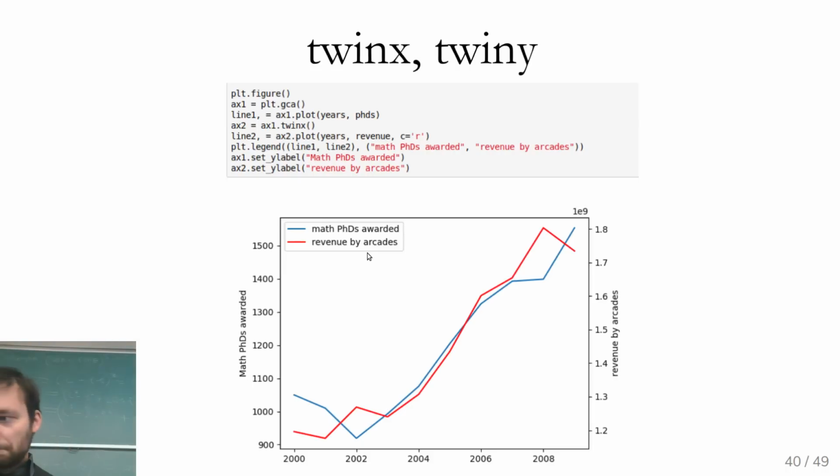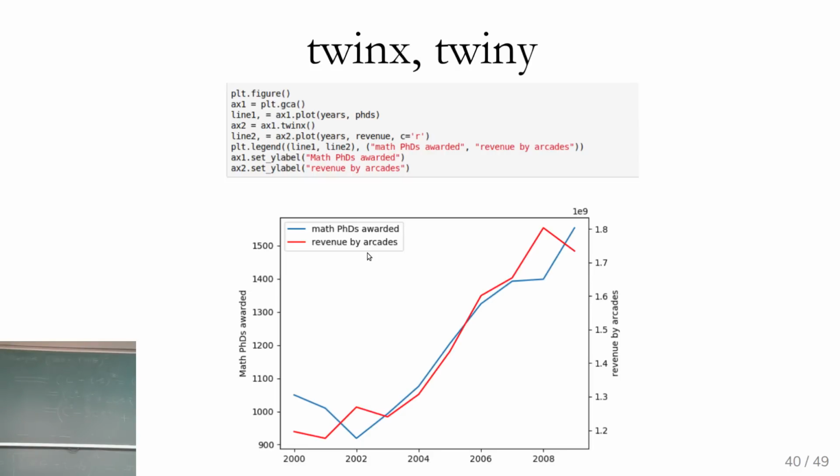If I plot both of these on the same scale, the revenue by arcades is in the millions, and the math PhDs awarded in the US are in the hundreds or thousands. So if I do this, I would have one straight line at the top and one straight line at the bottom, one for the revenue and one for the math PhDs, and it would not show me anything.